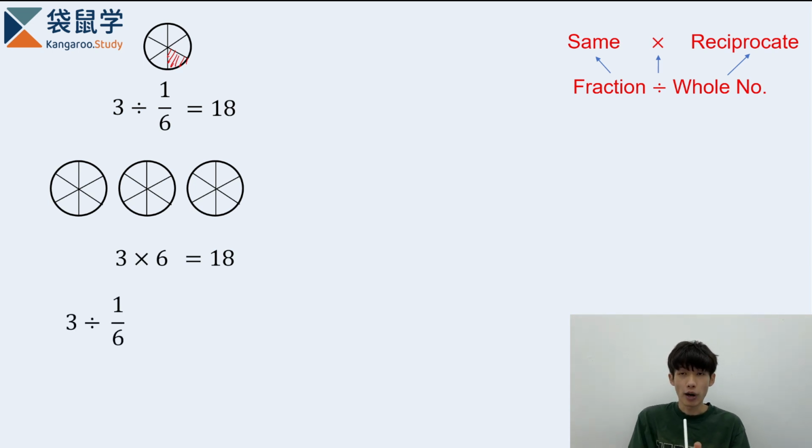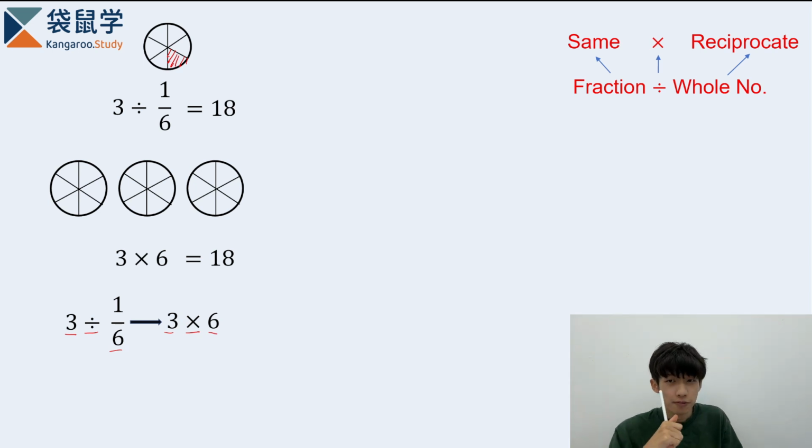So let's put these two calculations together. 3 divided by 1 over 6 should be equivalent to 3 times 6. And now, the 3 remains the same. How about the sign? The sign has been changed to multiplication. How about the 1 over 6 and 6? What's the relationship again? They're called reciprocals. And the process of making a reciprocal is called reciprocate.